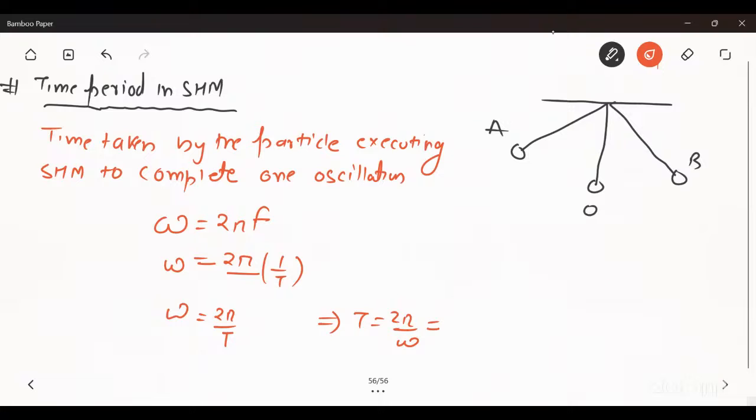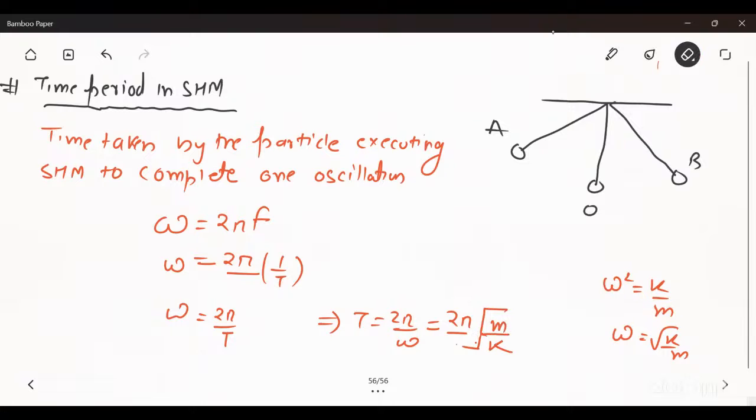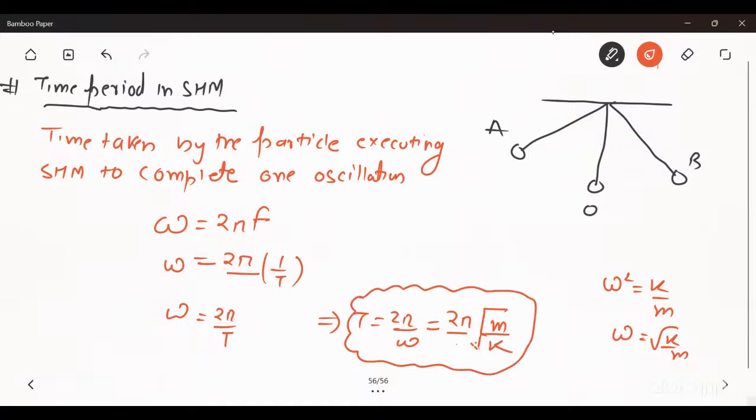And the value of omega square is k upon m. So omega equal to under root k by m. That's why it's written as 2 pi under root m upon k. So the formula of time period in S.H.M is 2 pi under root m upon k.